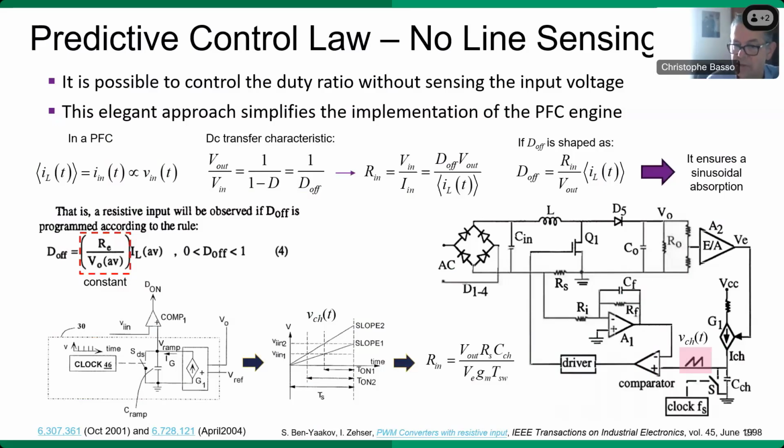And this was described by Sam Ben-Yaakov, well known from the audience. He has a very nice YouTube video channel. And he described the technique at the time in which the off-time is naturally modulated without sensing the line. So he patented this circuit in 2001. And it was actually about changing the slope of the capacitor here to modulate the off-time based on the error voltage. It's a very neat and very simple integrated circuit, as you can see here.